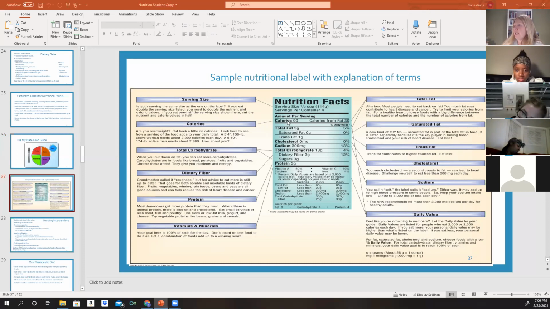So on this nutrition label, the serving size of whatever this food is, is a half of a cup. So in this entire container, there are 4 half a cup servings. For each half a cup serving, there's going to be 90 calories. 30 of the 90 are going to come from fat. So the total fat here is 3 grams or 5% of the daily value.